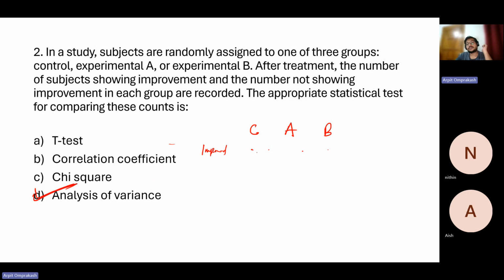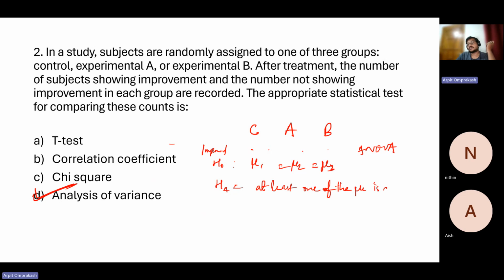In the ANOVA, what we'll have is basically mu1, mu2, and mu3 are all the same. That will be the null hypothesis. And our alternate hypothesis in an ANOVA is that at least one of the mu is different. So we do an ANOVA, then we figure out if the means are the same or not. At a time, we can check all these three groups and figure out if at least one of them is different from the others.